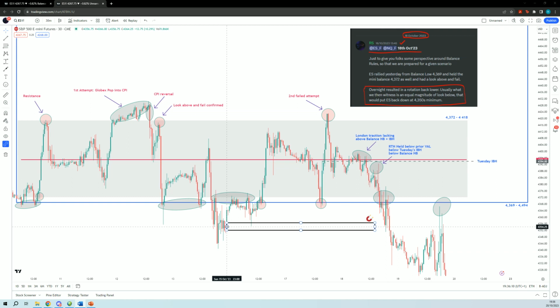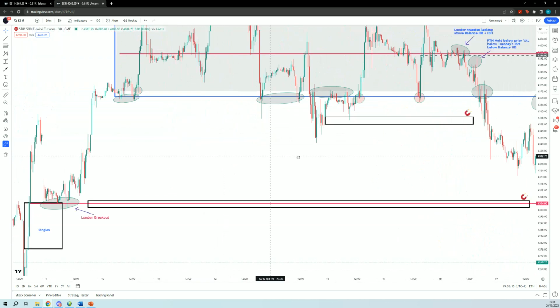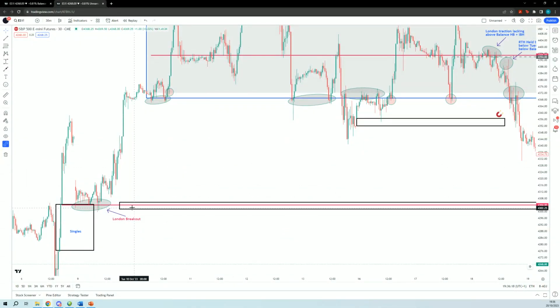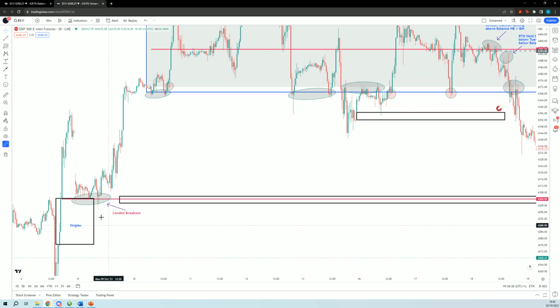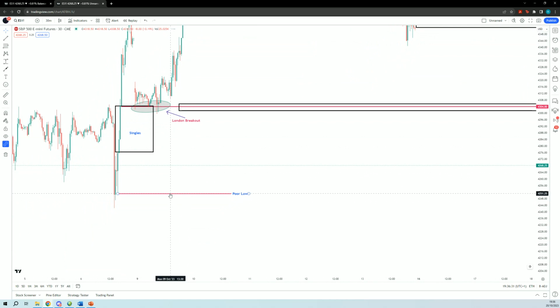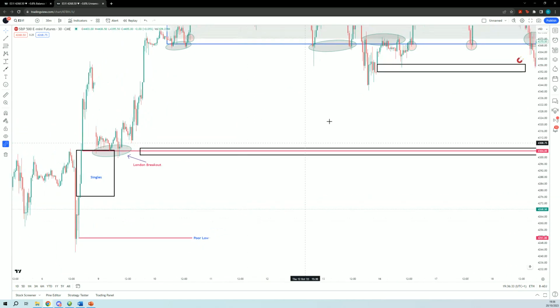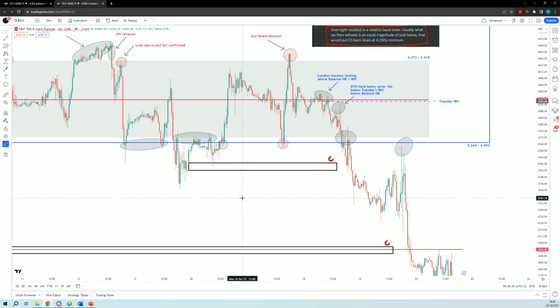And second, as pointed out in my earlier video released on 15th October, 4302 and 4305 was pending a retest, since it was a London breakout with no RTH backtest. The third reason are the single prints left behind from 6th October, and lastly the poor low at 4251. Now that's plenty of magnets down under. So acceptance seen below the balance, and below the balance bottom, and it's then pretty much an easy short.